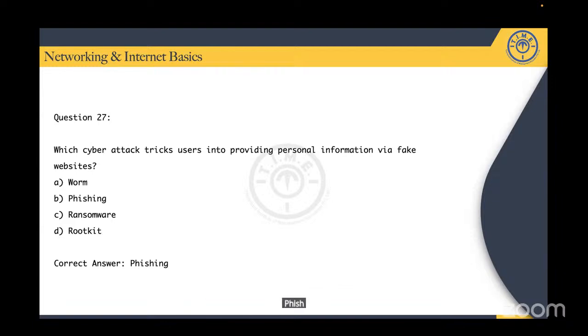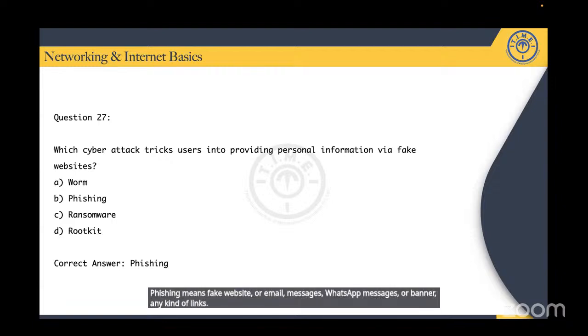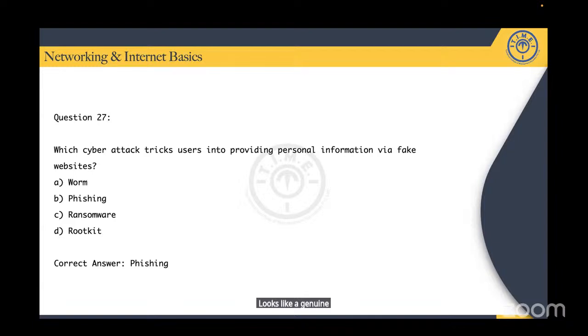Phishing means fake website or email, messages, WhatsApp messages, or banner, any kind of links. Looks like a genuine one, like a bank or company or OTP pages. It will trick users into entering passwords, card details, and OTPs, Aadhaar number, and other details. So whenever you hear fake emails, fake website, tricking users, the answer is phishing.